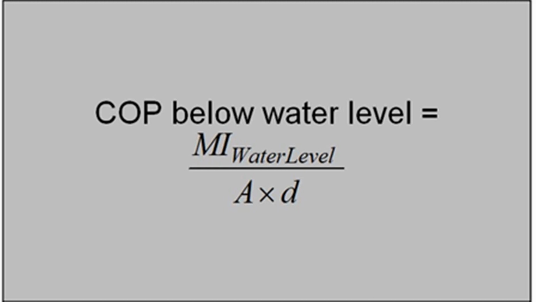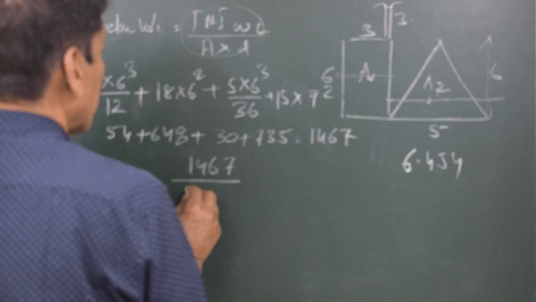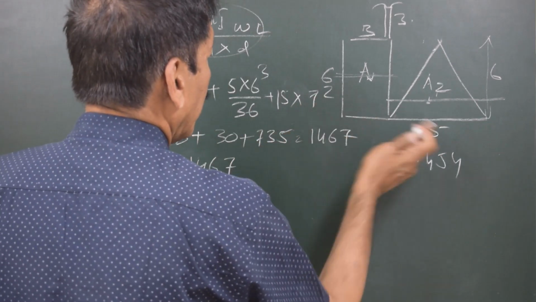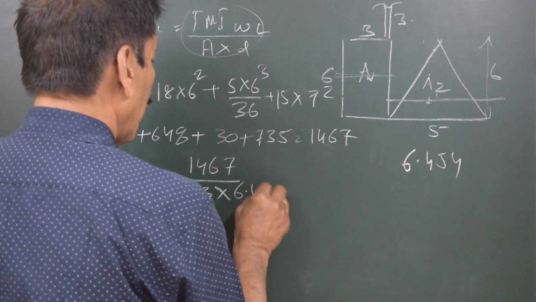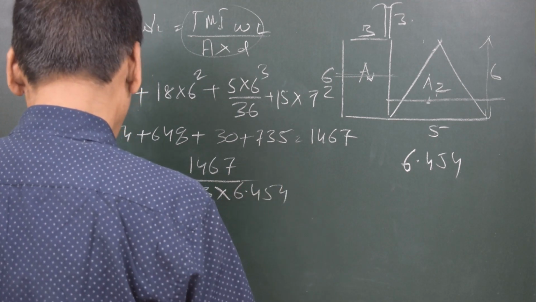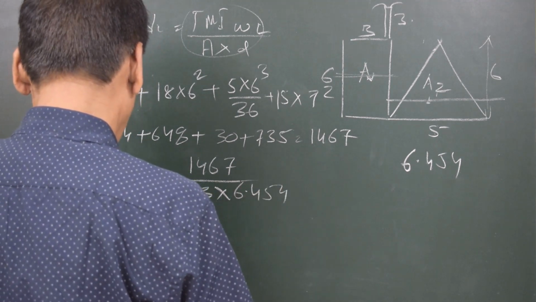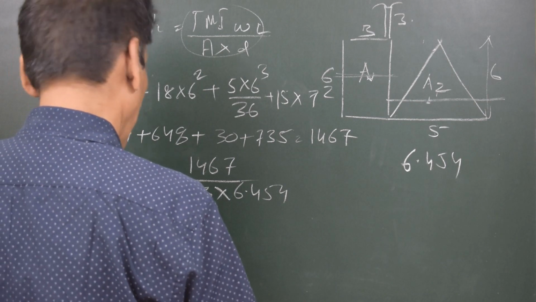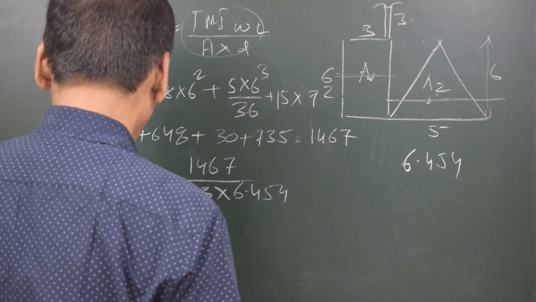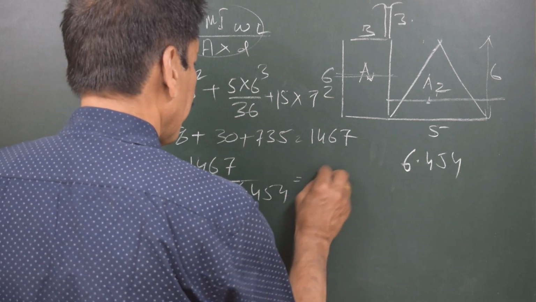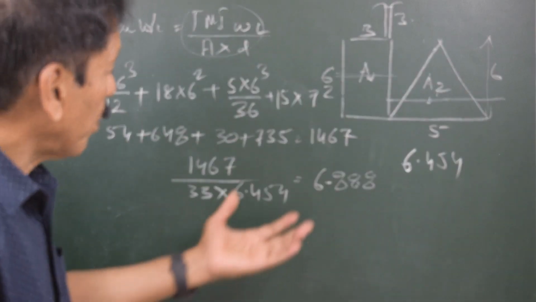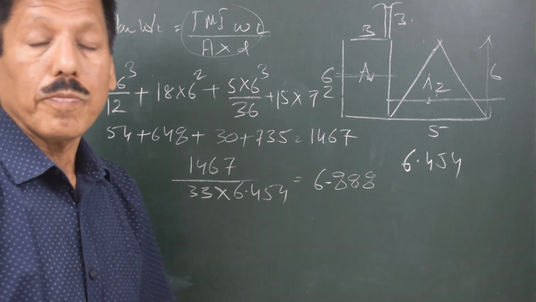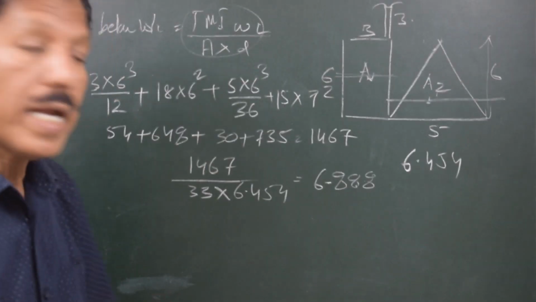So COP below the water level is equal to 1467 divided by area. Area is the total area, 18 plus 15, that is 33. Depth of common centroid is 6.454. So 1467 divided by 33 divided by 6.454 gives me 6.888. So you can see the position of center of pressure is slightly below the position of common centroid, 6.888 meters.